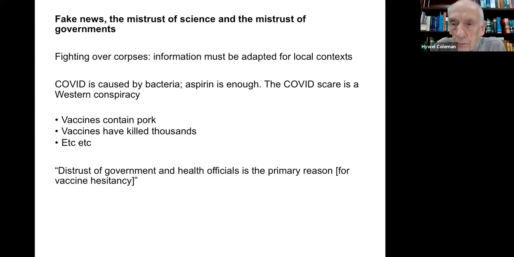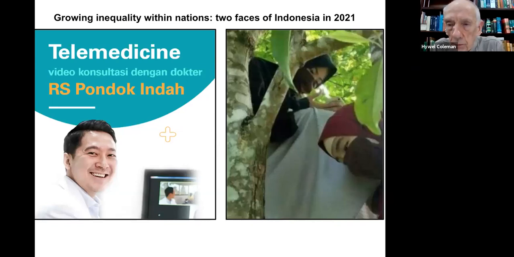Okay, next slide. Here's an example of growing inequality within nations. There are two faces of Indonesia in 2021. The picture on the left is an advertisement for a very well-known, very expensive private hospital in South Jakarta, Rumah Sakit Pondok Indah. Jeff may be aware of that, which offers video consultations with doctors.